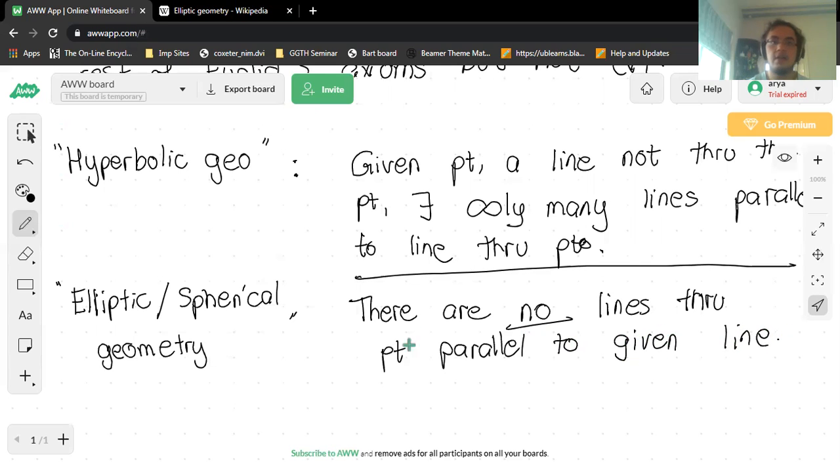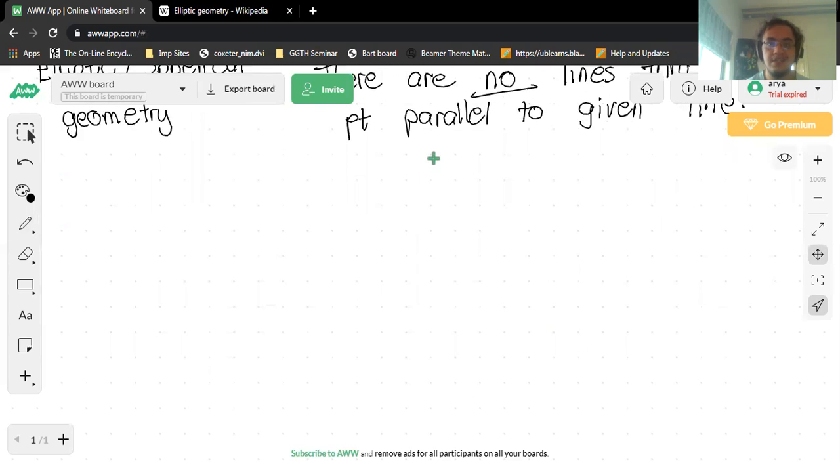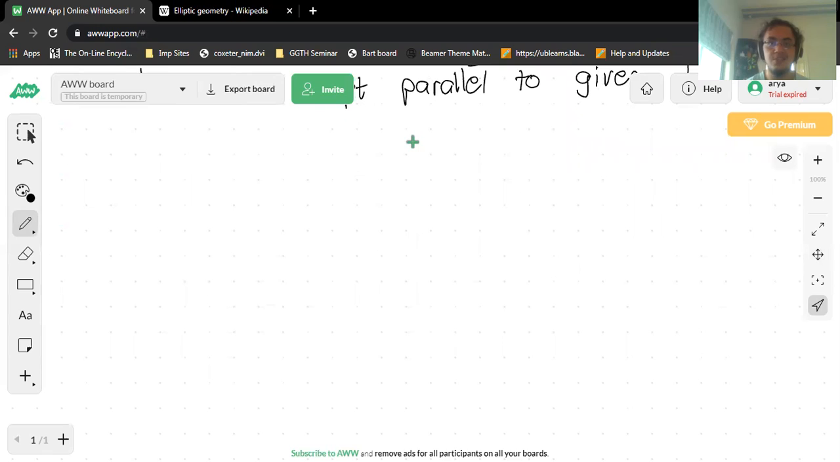So let's see how we can construct such geometry. What we basically want is that we do not want parallel lines at all. We want to somehow construct a geometry where there are no parallel lines. So our set of points is basically the same as the points in R2. So we are working with the same set of points.